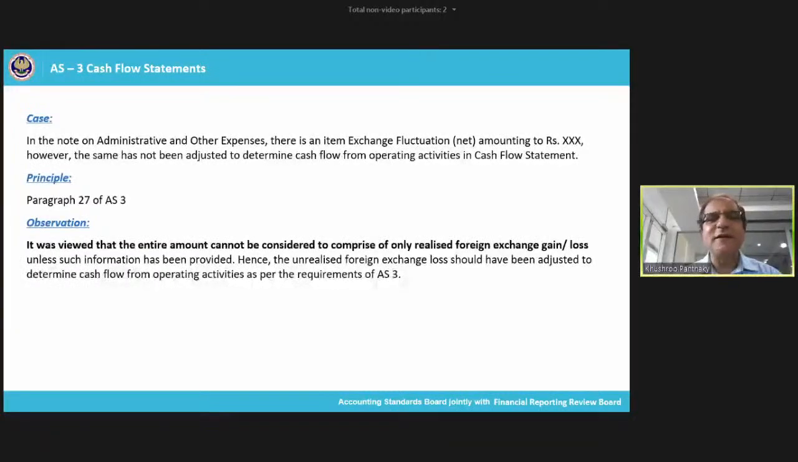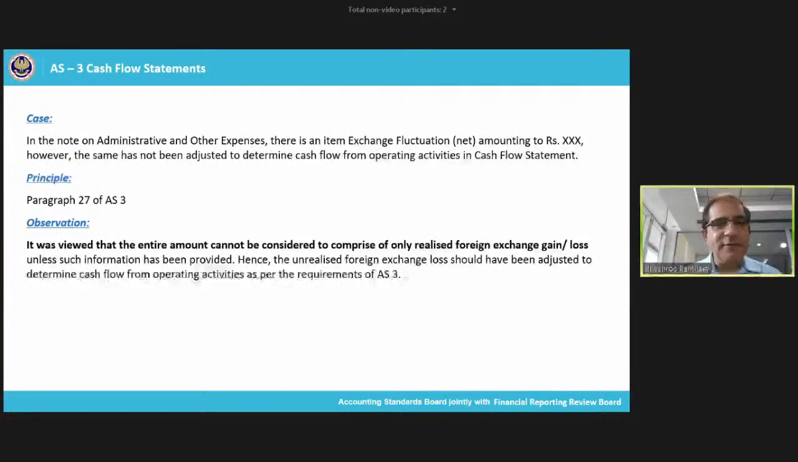These are very simple errors, but this is a very, very basic presentation I'm making. It's nothing rocket science. It's just that, in the endeavor to quickly wrap up the audit or quickly wrap up the financial reporting, these mistakes go unnoticed. And therefore, it's important for us to understand what kind of mistakes these are. You look at the case again. In the note on administrative and other expenses, there is a particular item on exchange fluctuation amounting to a particular amount. However, the same has not been adjusted to determine the cash flow from operating activities in the cash flow statement.